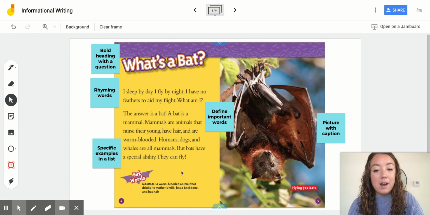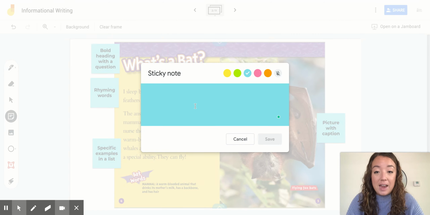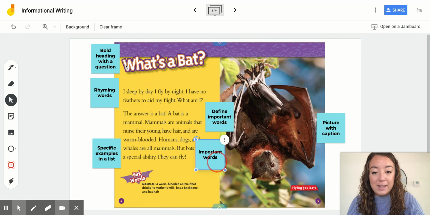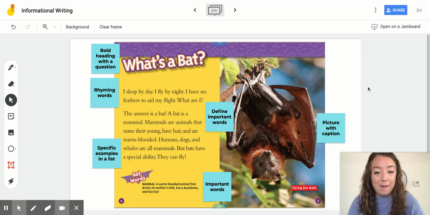And then at the bottom, because it's important I read the whole page, it says bat words. Mammal, a warm blooded animal that drinks its mother's milk, has a backbone, and has hair. So this author told us the definition in her writing and included it again down at the bottom. So important word again at the bottom. I'm going to just put a note for that as well. I really, really like that.